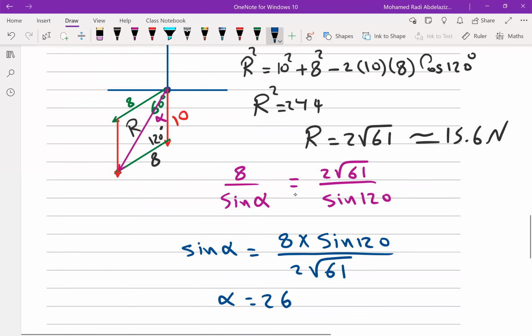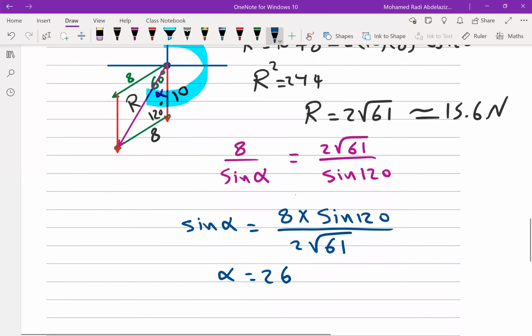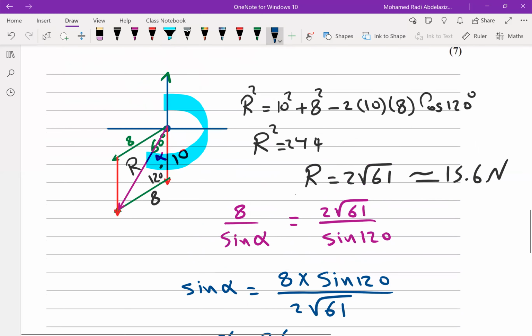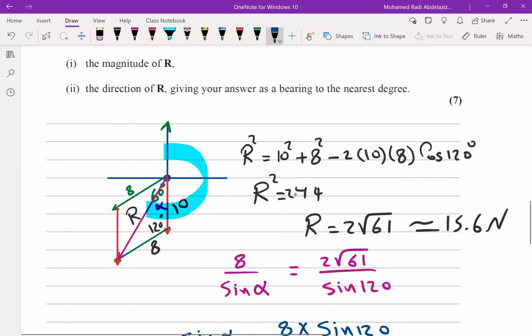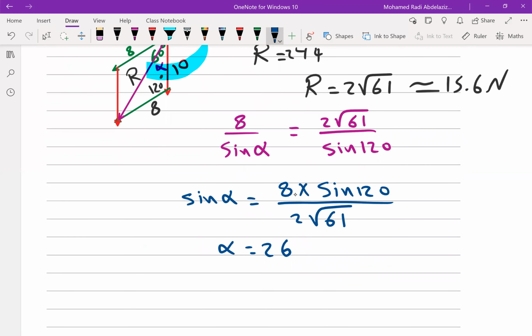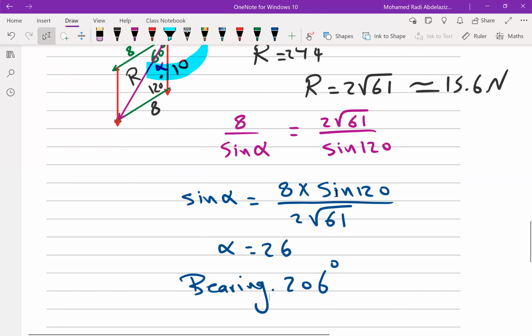But it asks for the bearing, so you can find the measure of this angle to show the direction. So in part 2, the direction of R, giving your answer as a bearing: 180 plus 26. So the answer will be 206. This is the direction of R.